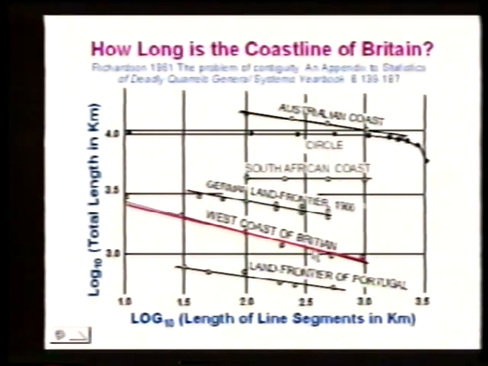As he measured the coastline of Britain at finer and finer resolution, the length got bigger and bigger. In fact, the fact that this is roughly a straight line indicates that this has a power law scaling. And this was true for most of the things he looked at, for Australia and Germany and Britain and Portugal. For some odd reason, it wasn't true of South Africa.